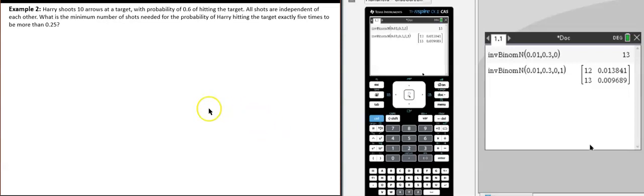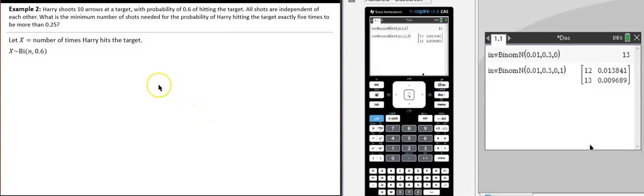So again, let's define our situation. This time X is going to be the number of times Harry hits the target. And this X is distributed binomially. N trials, we still don't know what that is, but our probability of success is 0.6. We're looking for how many trials will give us a probability where X is equal to 5 is greater than 0.25.